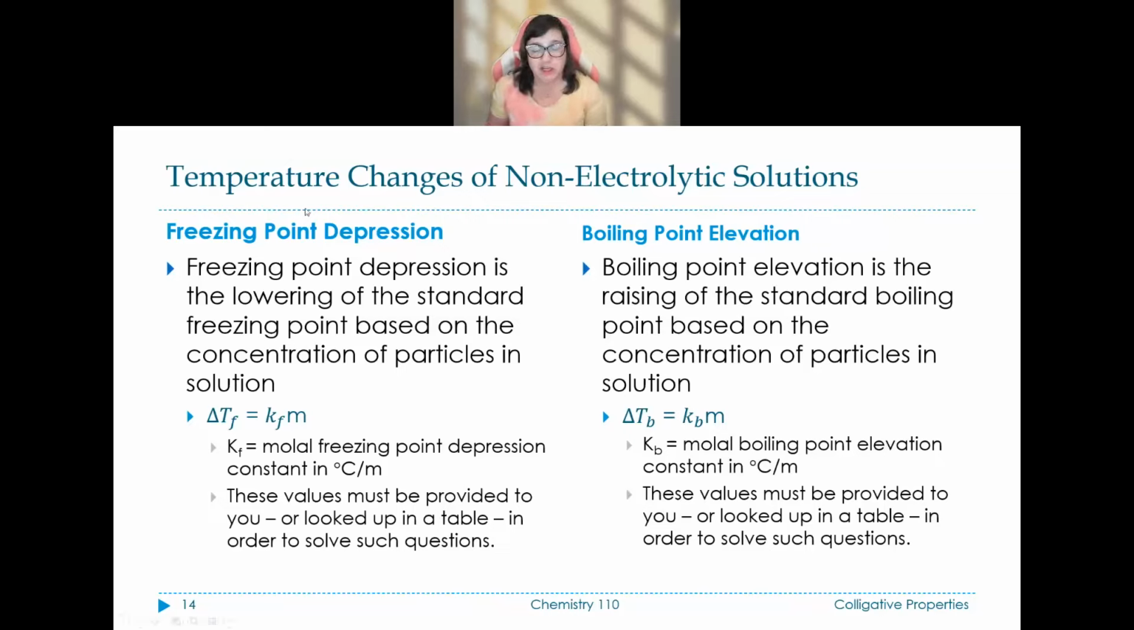Again, since we're talking about changes in temperature, we have to look at using the molality, right? We look at the change in temperature. So delta Tf is the change in temperature for freezing. That's why it's F. So change is delta T for temperature, F for freezing. And that's equal to the molality times this factor called Kf. So Kf is the molal freezing point depression constant. It has units of degrees C per molal.